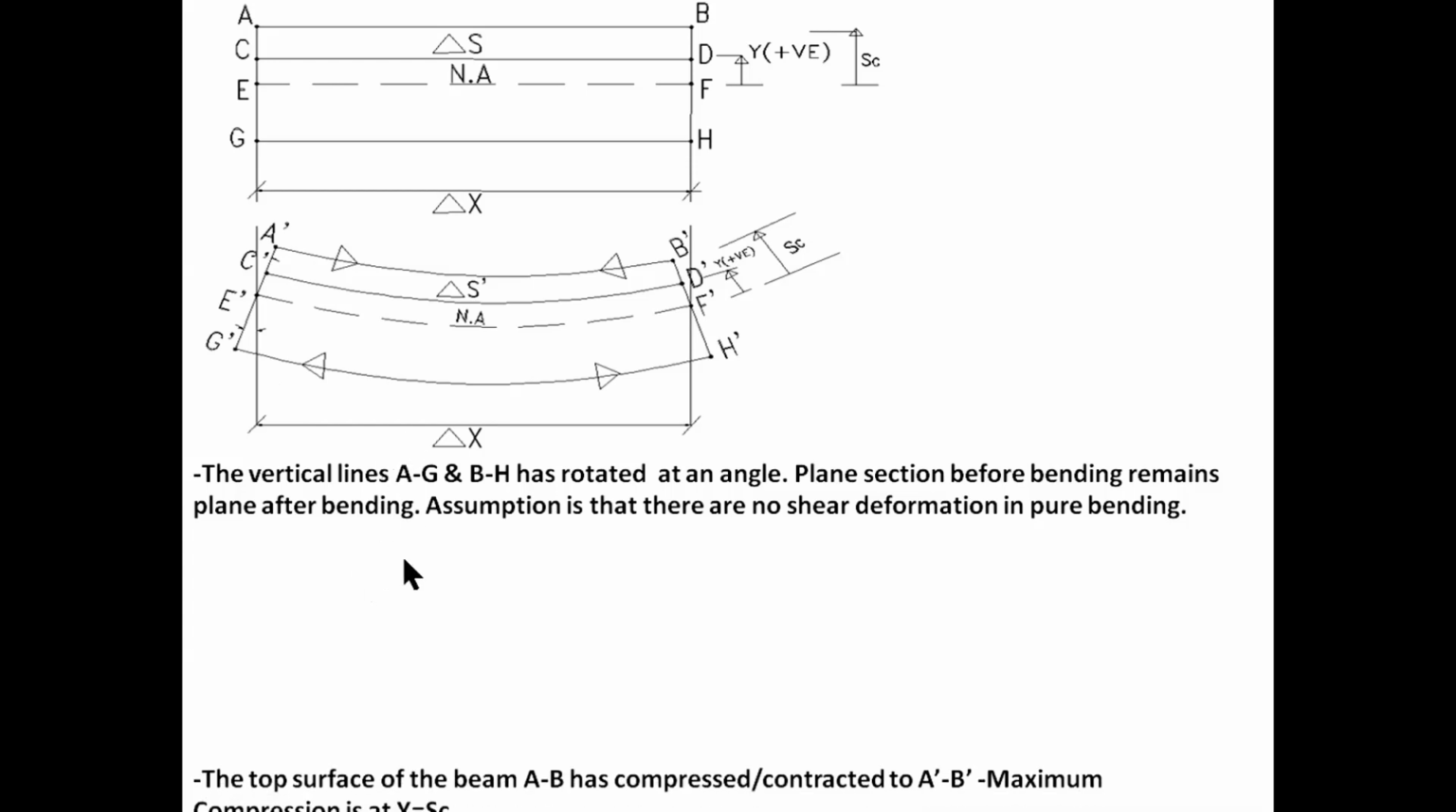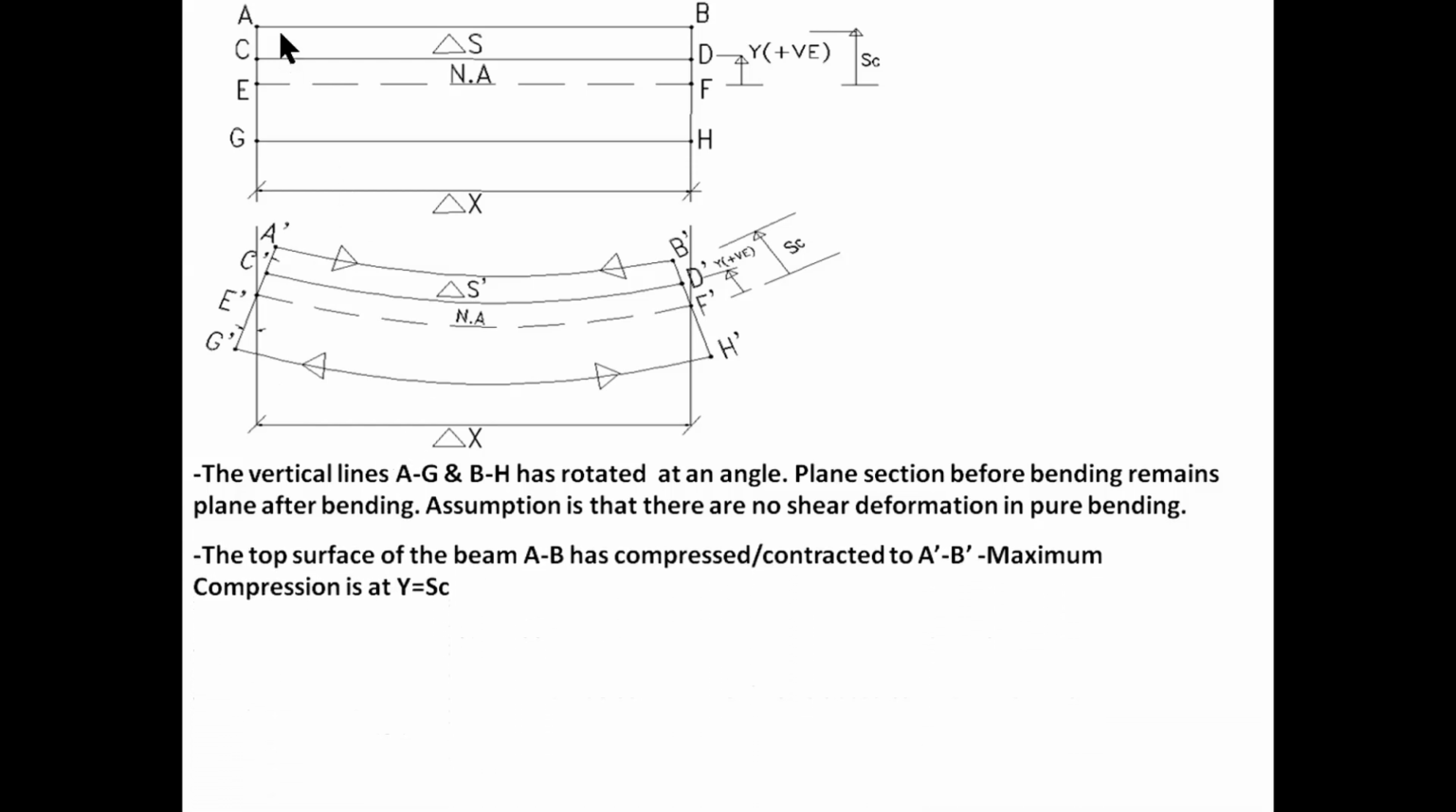2, the top surface of the beam at points A to B has compressed or contracted to A-B'. You can see here how the ends have compressed in the vertical plane. From the vertical plane, you can see the compression here at either end. The top surface of the beam experiences the maximum amount of compression when the distance y is equal to c from the neutral axis.